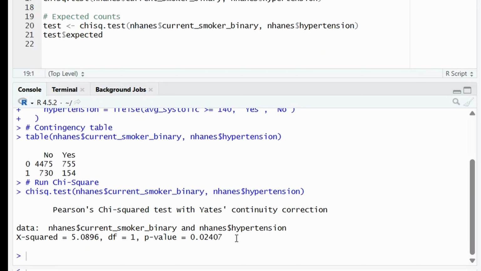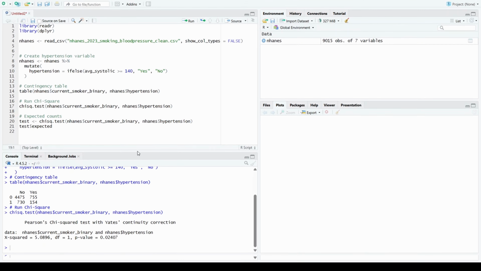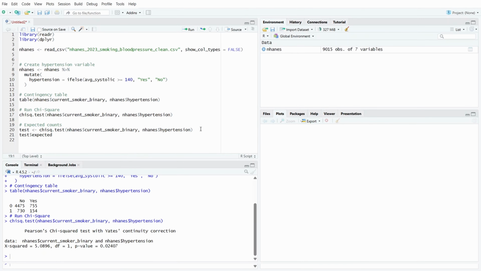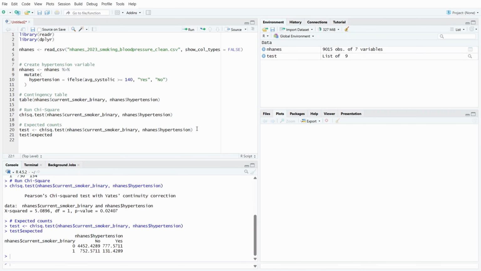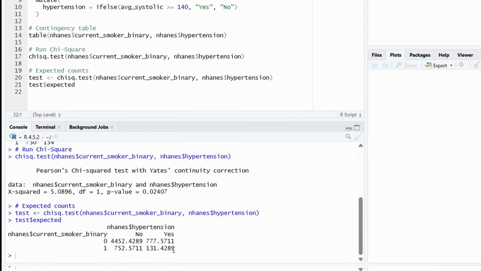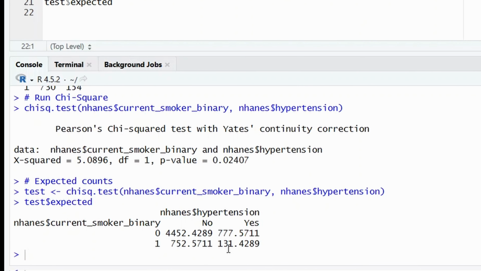We also look at test expected. These are the expected counts, the numbers we would expect in each cell of the table if there were no association between smoking and hypertension. In other words, this is what the data would look like if smoking status and hypertension were completely independent. Now let's talk about the expected counts from our chi-square test.